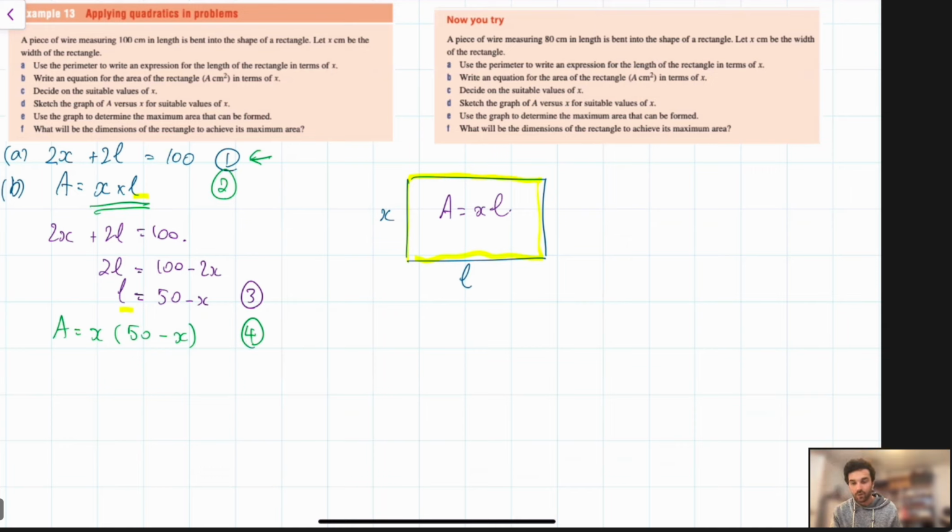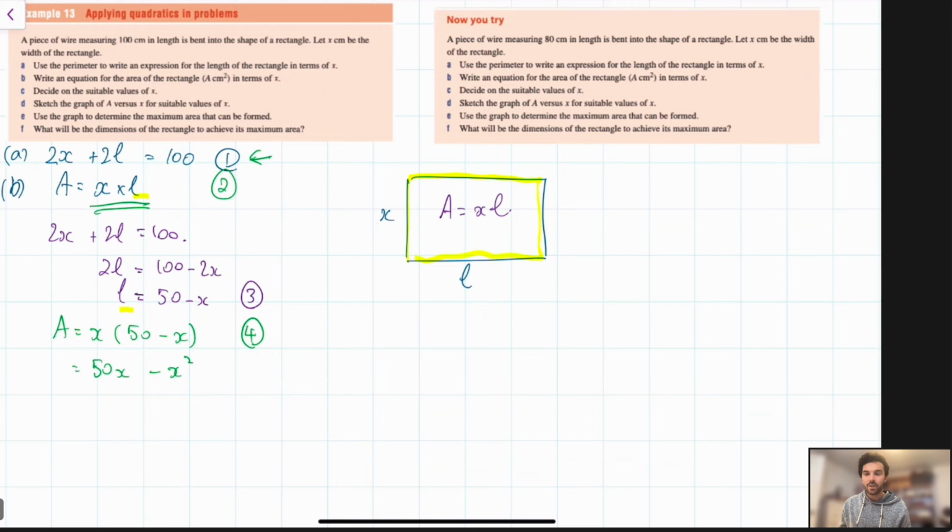And this is equation 4. You could also express it like this if you so wish. It's just a different way, just expanding it. Now what we've done is we've got an equation for area, but it's only in terms of x. And now we can actually start solving for this thing.